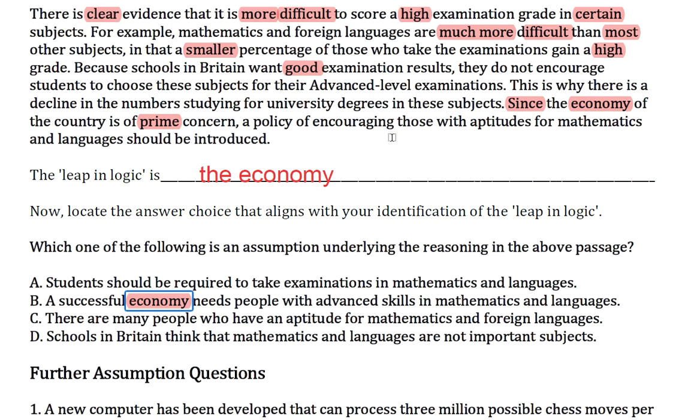So beyond just being an assumption, it seems a complete fallacy as well. Many places could have very strong economies without having those skills. So a successful economy needs people with advanced skills in mathematics and languages is the leap and is the assumption made here. All right, let's just read through the other choices.